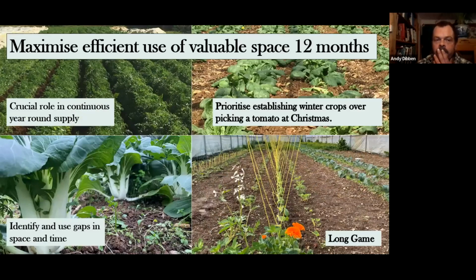Okay, so maximize efficient use of valuable space, 12 months. This, for me, is really the complicated bit of my crop planning and my rotations. And that is, I'm trying to produce carrots 12 months of the year. And the way that works for me is the first crops of carrots, which I sowed about a month ago, the first crops of the year of fresh carrots will come in about March in the glass house.